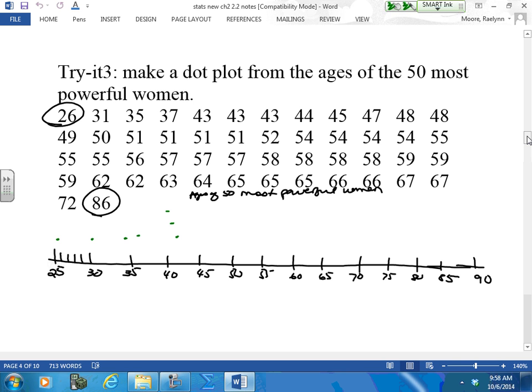Do you want to do them out, or are you okay with this? Okay. Do you want me to do all the dots? No. The dot plot just takes a little time. It's tedious. You have to follow every point. But it gives you a nice visual representation of this.